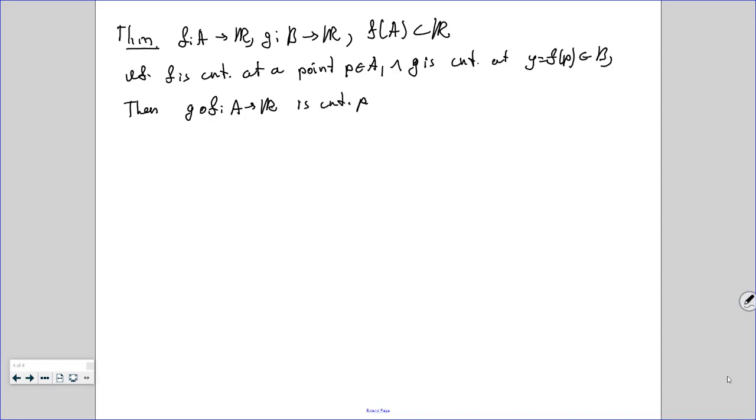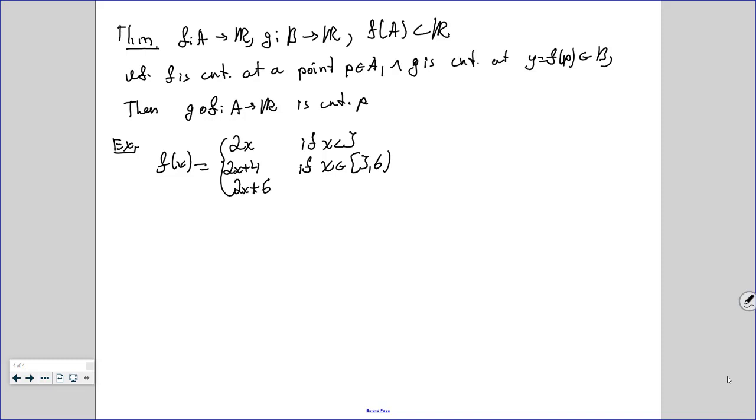Let's do a very interesting example, which you may also see in your Econ 629 class. Suppose we have a function defined as follows. It's 2x if x is less than 3, 2x plus 4 if x is in [3, 6), and 2x plus 6 if x is greater than or equal to 6.